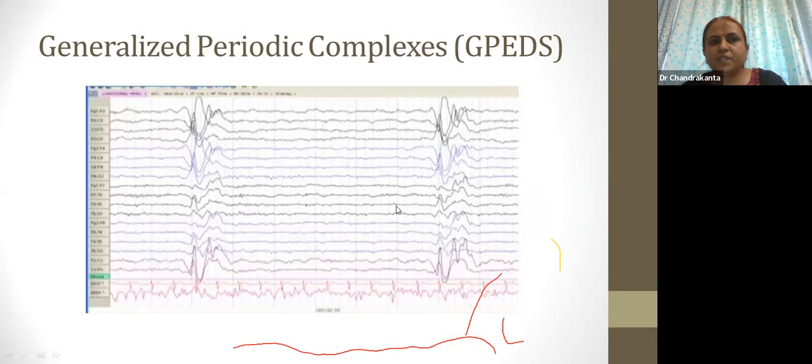Then there can be generalized periodic epileptiform discharges. To know the periodicity, you have to look at many pages. If you are just looking at one page, it's difficult to decide that it is periodic. If you see many pages, then you will notice that it is occurring after almost the same duration. And this is actually showing the R complexes, sharp and slow wave complexes, periodic, which we find in cases of SSPE.